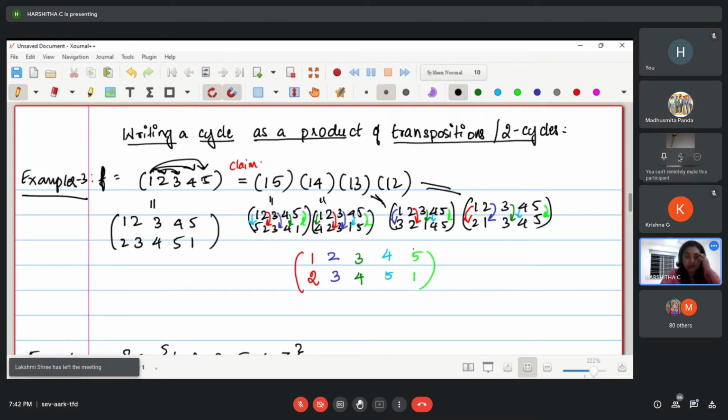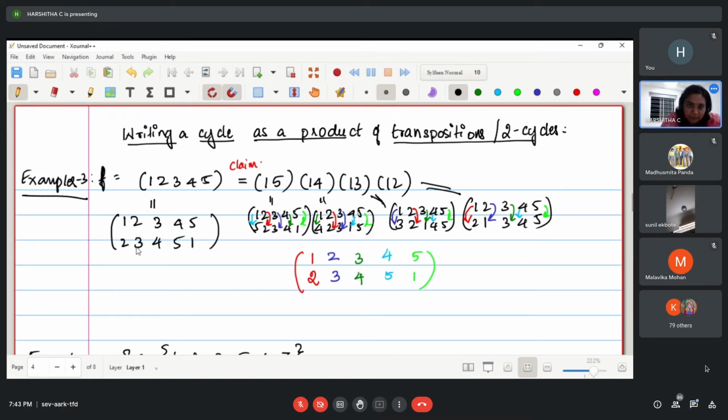Yes, ma'am. Okay. So we took an example of this cycle (1 2 3 4 5). If you see it as a function, what does it mean? f of 1 is 2, f of 2 is 3, f of 3 is 4, f of 4 is 5, f of 5 is 1. That's what it means as a function.